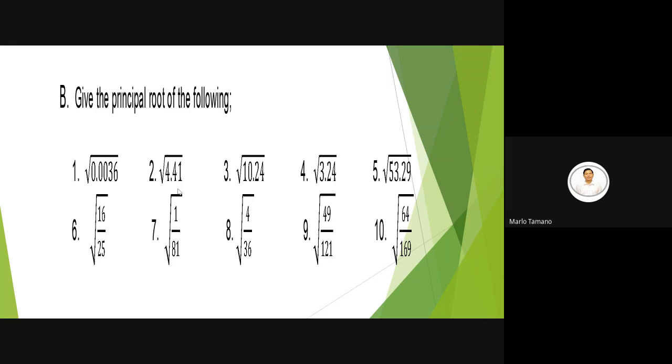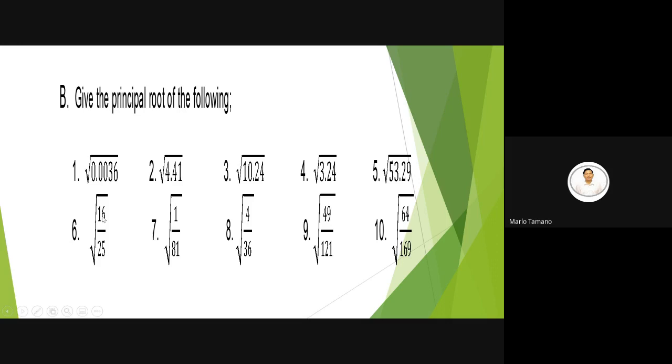Next, how about this? Square root of 4.41. 2.1. Next, square root of 10.24. 3.2. Next, square root of 3.24. 1.8. Next, number 5, square root of 53.29. 7.3. So the square root of 53.29 is 7.3.